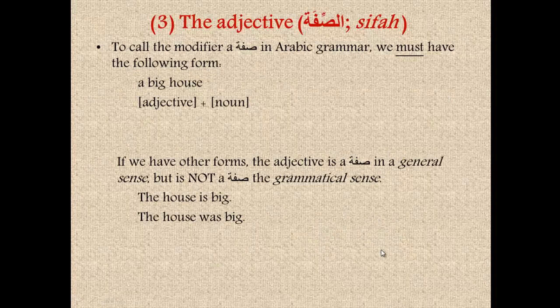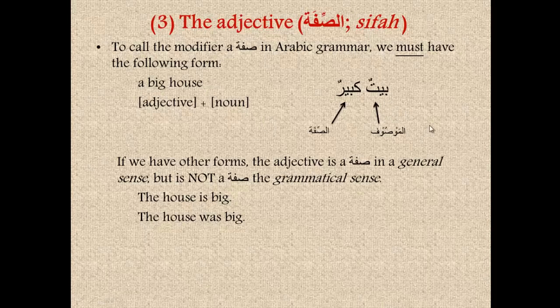Now, I want to bring your attention to one very important observation: to call the modifier a sifa in Arabic grammar, we must have the following form. The form is "a big house," where the adjective is strung to the noun. The ism and the sifa are together in this particular structure. The Arabic equivalent would be baytun kabirun, a big house.